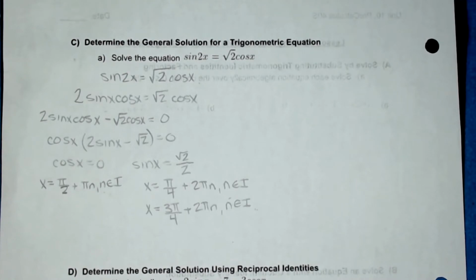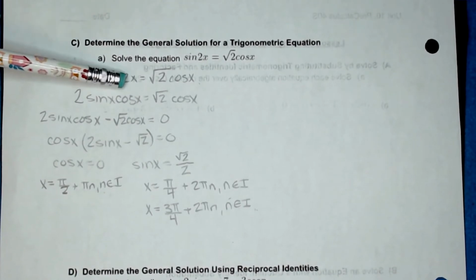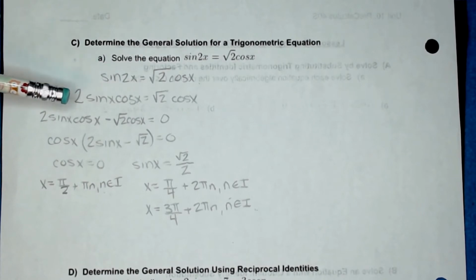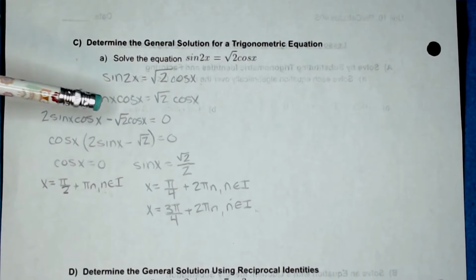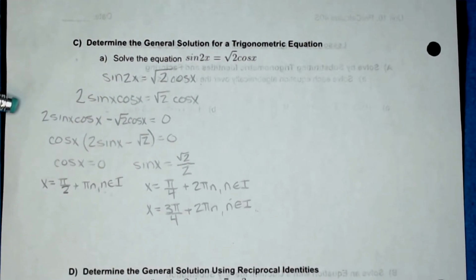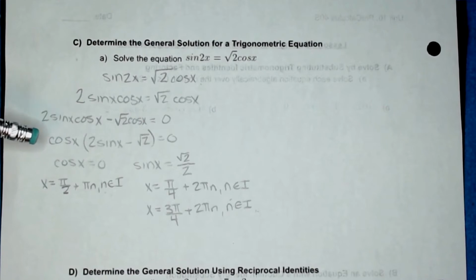So in this question, sine 2x is equal to root 2 cos x. Now you have that double angle identity. You're going to replace the sine 2x with 2 sine x cos x equals root 2 cos x. And then isolate all the variables to the left-hand side or the right-hand side, whichever way you work, it's correct. But I like to move to the left. It just works for me.